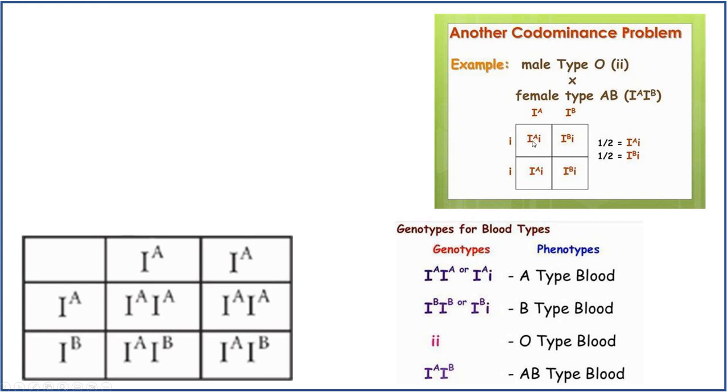So this would be blood group A, blood group B, blood group A, blood group B. And so if you cross these, they're co-dominant, so they will be both AB.